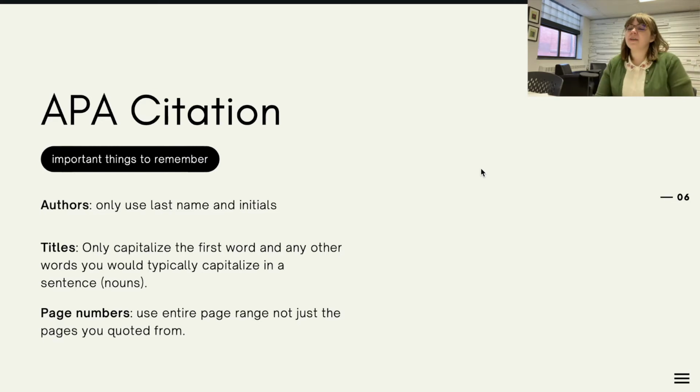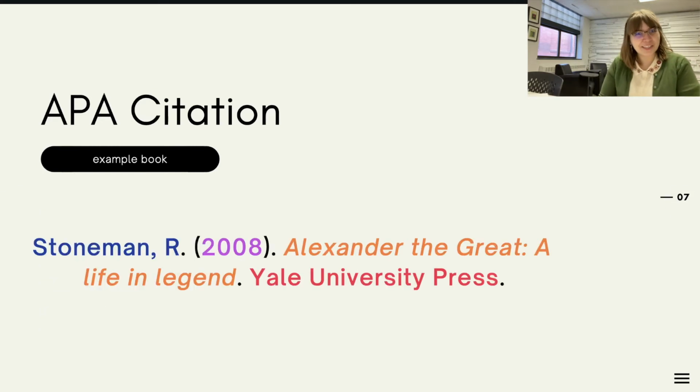So now let's jump into some actual citations, the fun stuff. So the easiest type of citation to create in APA, I would argue, is a book. So this is what that's going to look like. So you have, again, like I mentioned, author's last name, comma, first initial. Then you have the year of publication. Following that, you have the title of the book.